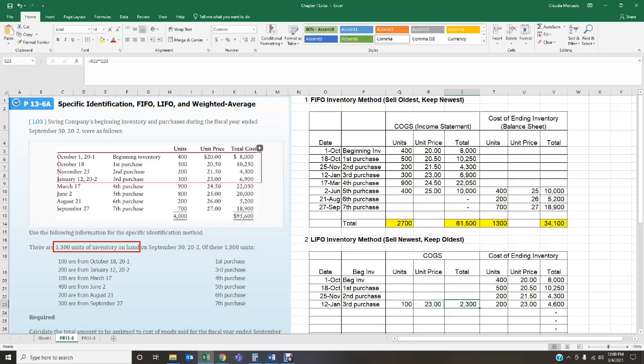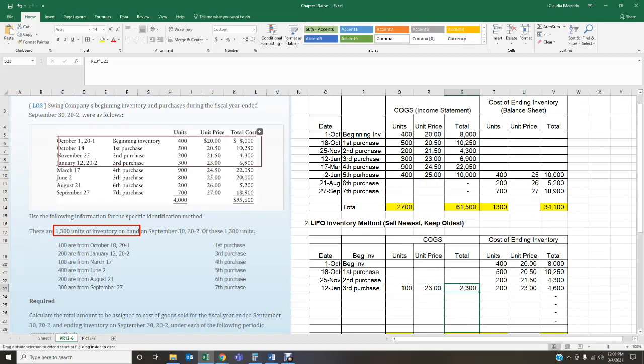And this is where students usually have the most confusion. Why is she splitting it? Well, I'm splitting it because in this particular purchase, that is where I complete my 1,300 units that I have left on my ending inventory. So on that third purchase, I had 300 units, but I only need 200 under my cost of ending inventory. So these are the units that I have not sold. So that means I have not sold 200 units. That means I sold 100 units because I had on that purchase 300 units. So out of the 300 units, I sold 100 and we kept 200.